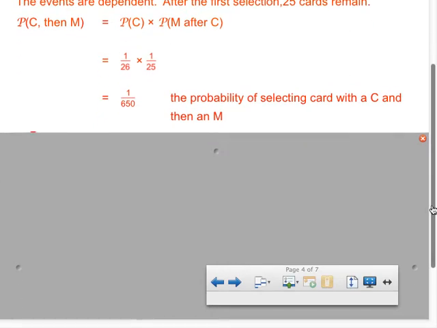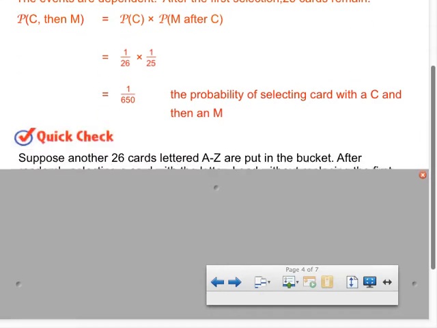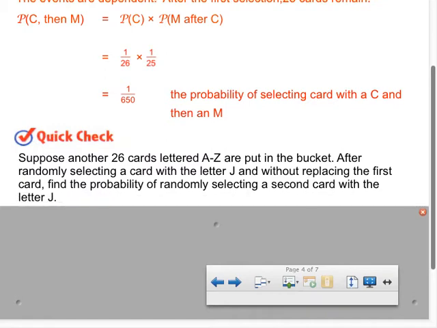Now, read this question very carefully, because the first period class tripped up on it. I'm going to go ahead and read it to you. It says, suppose another 26 cards lettered A through Z are put in the bucket. Okay, so how many of each letter do we have now? Two, okay, keep that in mind. After randomly selecting a card with the letter J, and without replacing the first card, find the probability of randomly selecting a second card with the letter J.